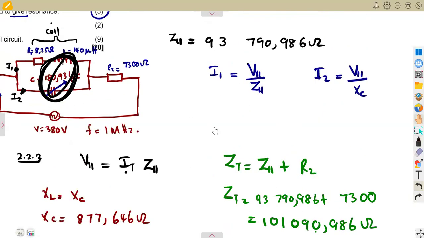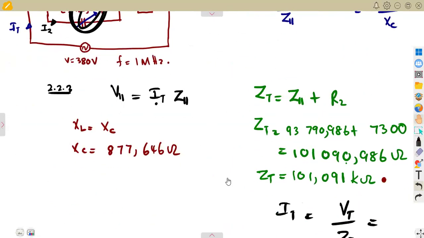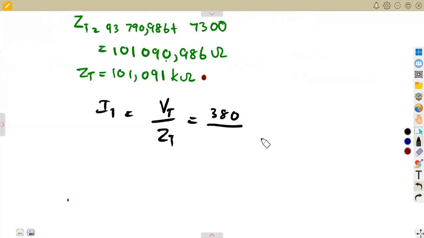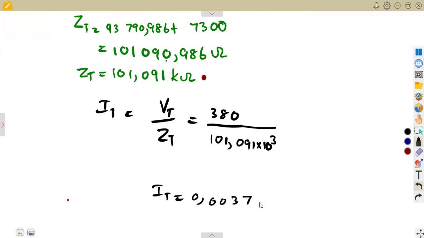Our voltage is given, that is 380 volts. So there we have our voltage and the total impedance, the value that you just obtained, 101,091 times 10 to the exponent of 3. That was going to give us the total current in this case. If we divide, this gives us something like 0.0037589, which is in amps.